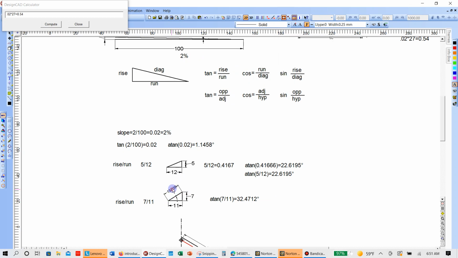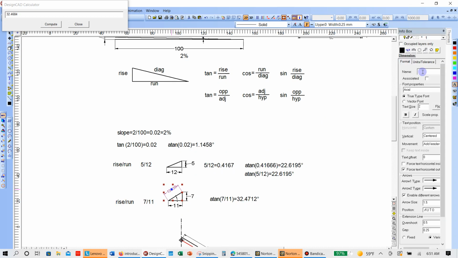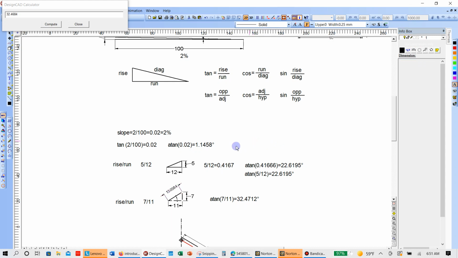Let's say we had this, tools calculator, 11. We're going to go ACOS, open parenthesis, 11 divided by 13.038, close parenthesis, enter. We're going to get 32.468. It's a little different than this because this is not extended out real far, but 0.46, 0.47, you're talking 1/100 of a degree. It's like 1/100 of a millimeter at a foot. So let's do this. Click on this, double click on that, open up the tolerance, and we'll hit one more zero. 0.384, 11 ACOS. All right, 11 divided by 13.0384.